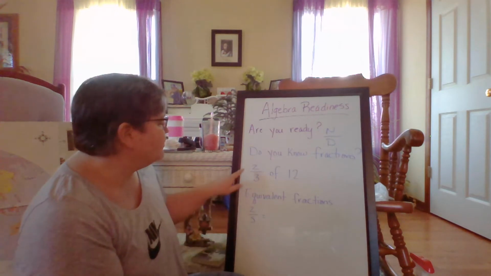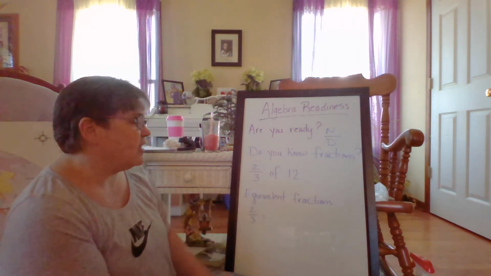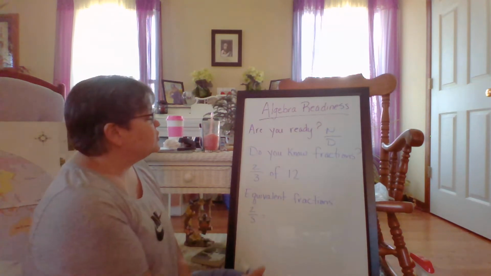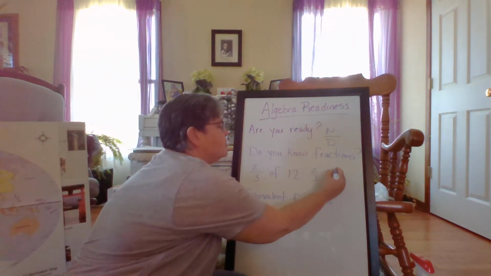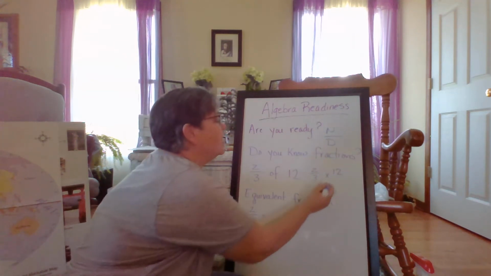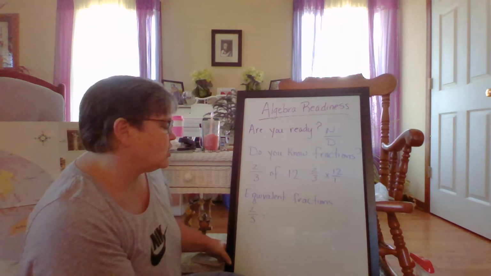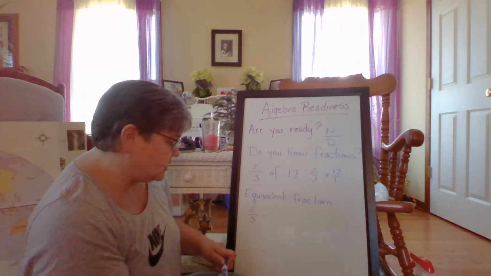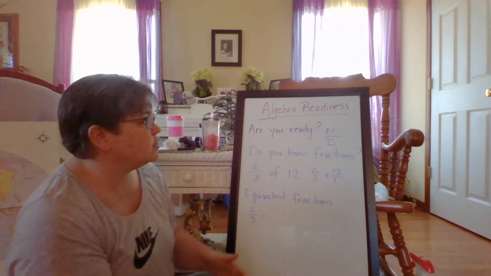So here we have 2/3 of 12. Of in math usually means times. So this simply means 2/3 times 12, which is a whole number, but I can put it over 1 and make it a fraction. The next step would be to reduce, if I can reduce.